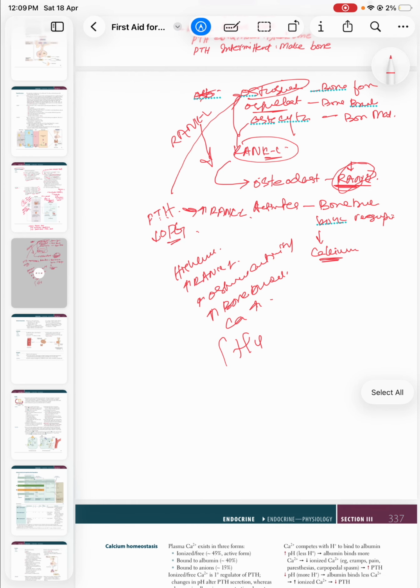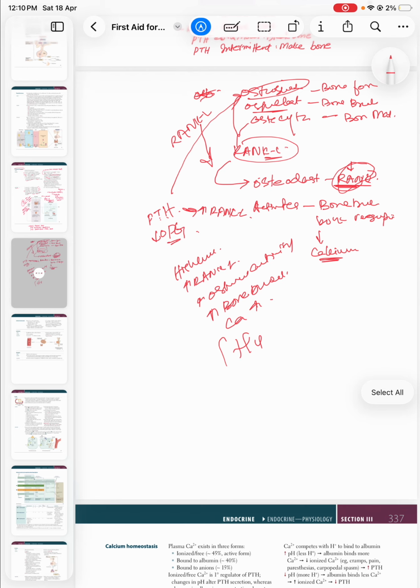Okay, in hyperparathyroidism, the parathyroid hormone increases. It increases the RANKL production from osteoblast. The RANKL goes to the RANK on osteoclast and activates it, and the osteoclast as a result leads to bone breakage and bone resorption, and as a result calcium is increased in the blood. So we say that the calcium is increased in hyperparathyroidism. This is all the background concept of this topic.